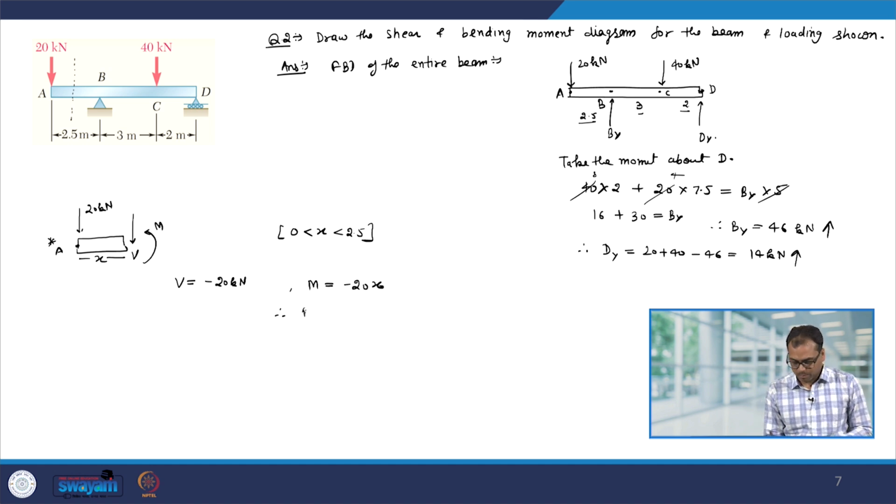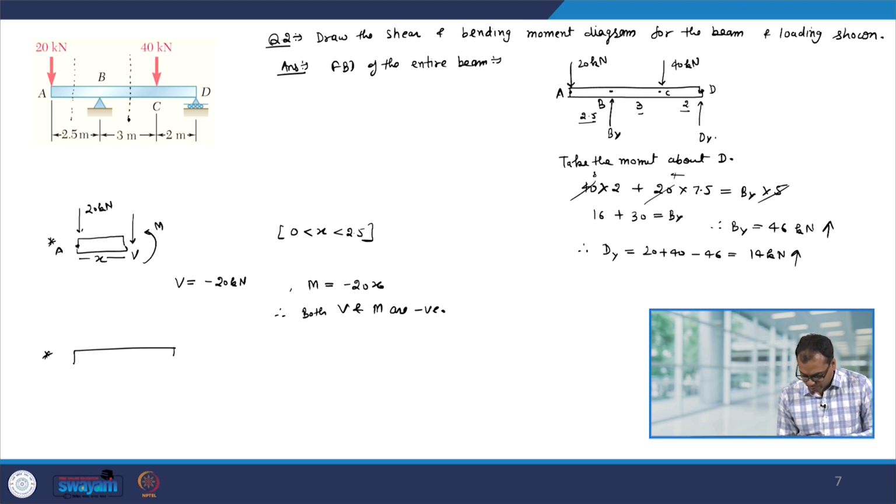So, therefore, both V and M are negative. Okay. Now, let us cut the beam between B and C, and let us look at the free body diagram again of the left hand side. So, this time we have this beam, we have this point A, and at A there is 20 kilonewton of force.